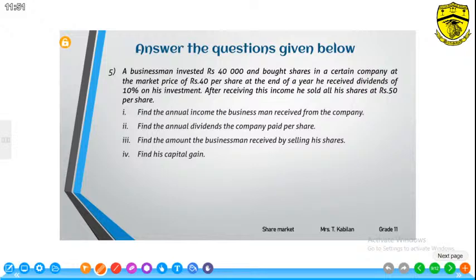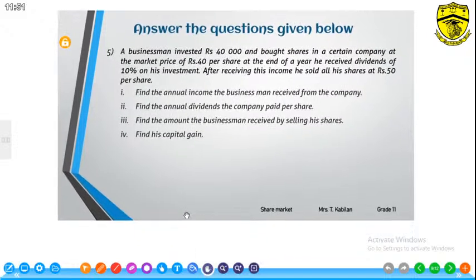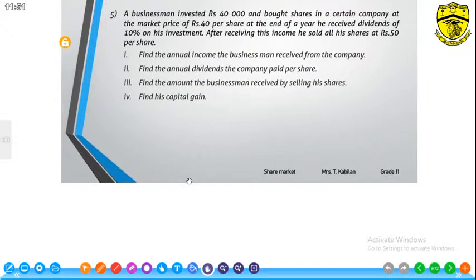Next question, question number 5. A businessman invested rupees 40,000 and bought shares in a certain company at the market price of rupees 40 per share. At the end of the year, he received dividends of 10% of his investment. After receiving this income, he sold all his shares at rupees 50 per share.